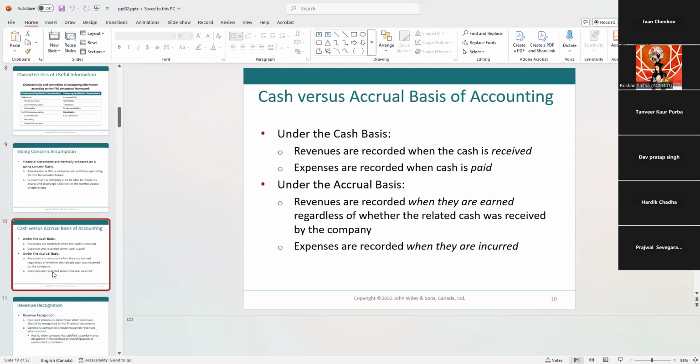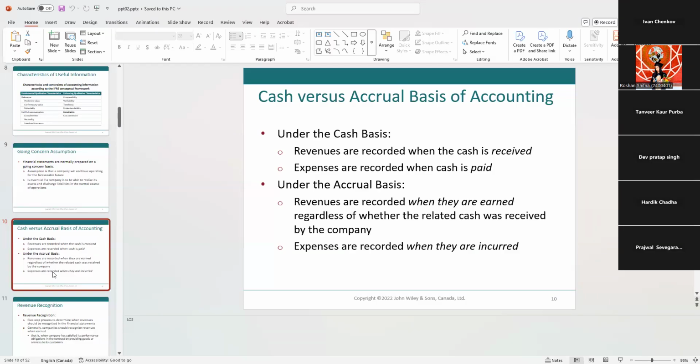We have two types of accounting. One is cash basis accounting. The other one is accrual basis accounting. What's the difference? In the first, we only account for and record the revenue when we receive the cash. And we only record the expenses when the cash is paid.